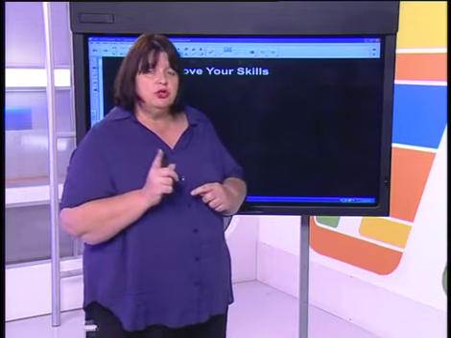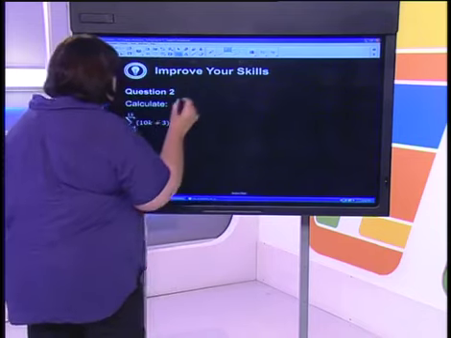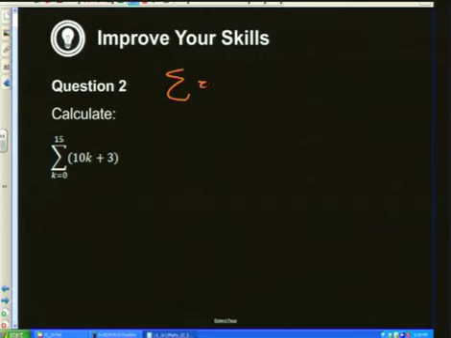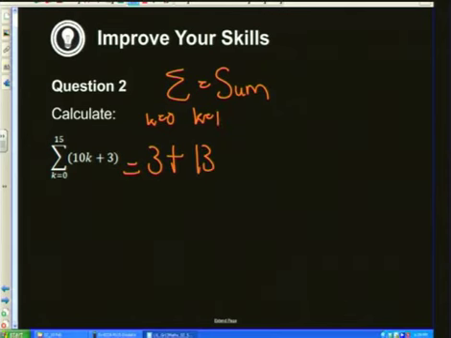So let's have a look what we would do. Because we know the sigma sign actually means sum, let's have a look how these terms will look. So if I take k equals 0, which is my first value for k, it will be 10 times 0 plus 3, so the answer would just be 3. Then if I took k equals 1 and I put it in there, 10 times 1 plus 3 is 13. If I put in k equals 2, 10 times 2 is 20, plus 3 is 23.